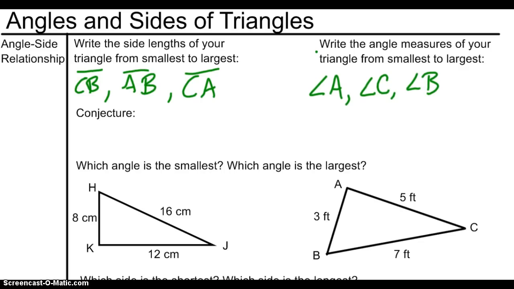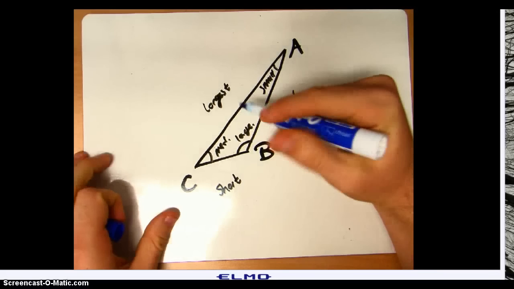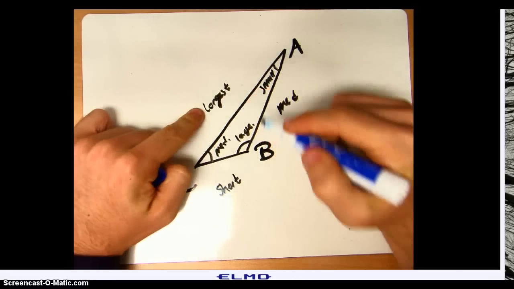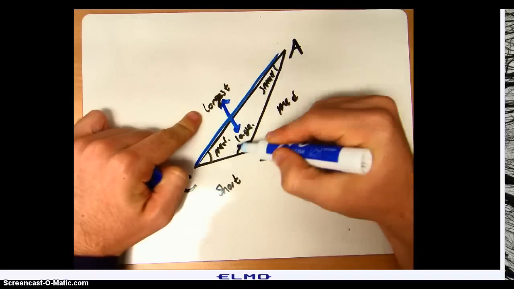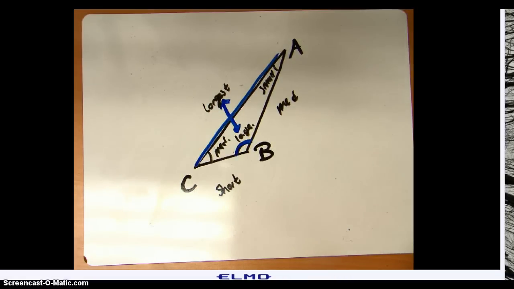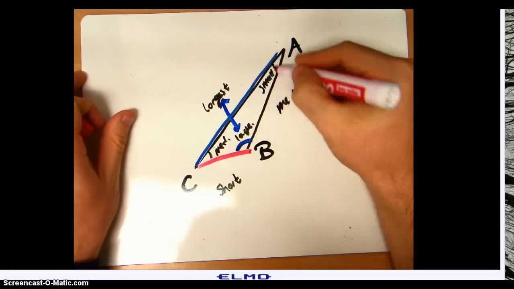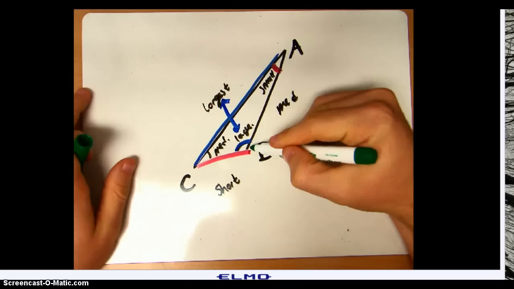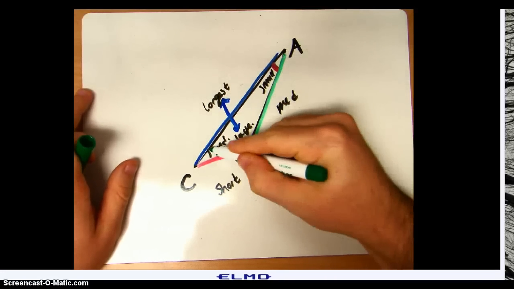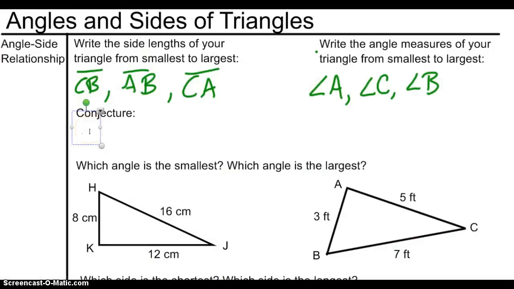Hey, I'm starting to see a pattern here. Let's go back to the diagram. So looking at my diagram, I'm seeing that the longest side and the largest angle are directly across from each other. This is my longest side. This is my largest angle. I'm also seeing that the shortest side is across from the smallest angle. And in fact, the medium length side is across from the medium length angle. Huh. I think I'm ready to write a conjecture about what I'm seeing.